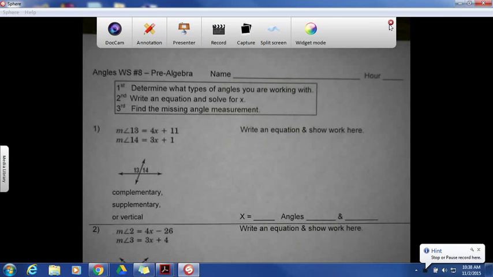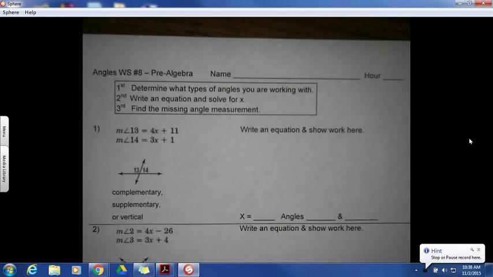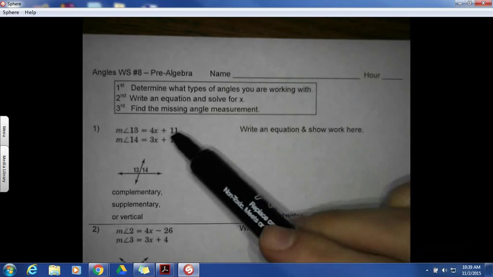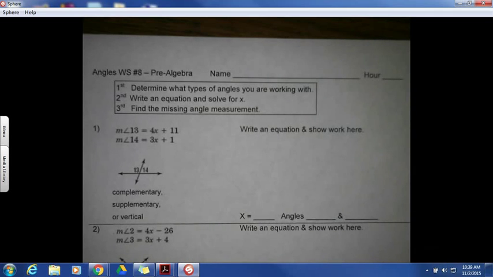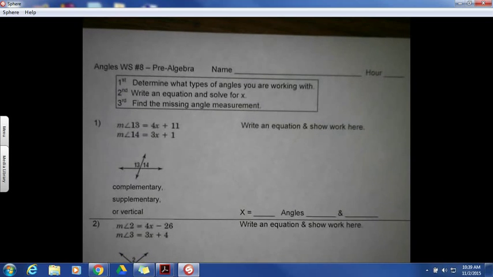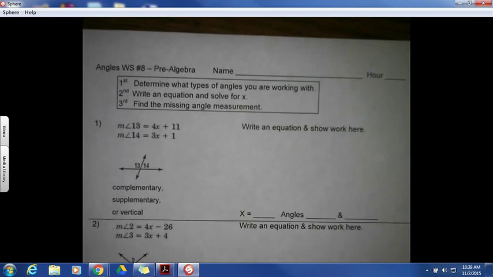Alright, so we've seen how to find missing angles if we have one of the measurements. But what do we do when our measurements, like these angles, have variables in them? We can still find them. It's just a little bit trickier, but we're going to use our skills with equations to help us solve.